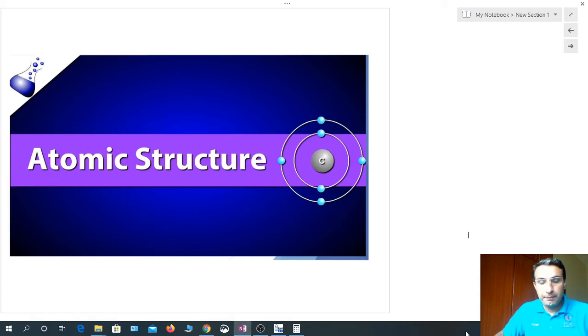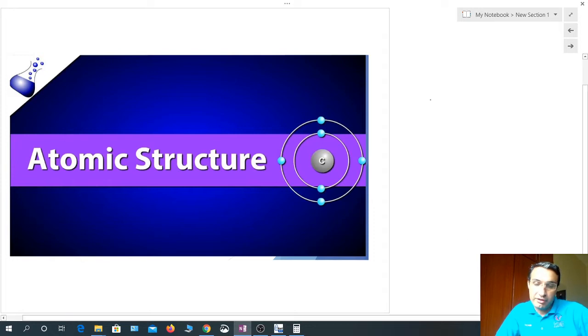So hello everybody, welcome to our second lesson. In our first lesson we discussed what an atom is, what the subparticles are, and what their locations and functions are as well.